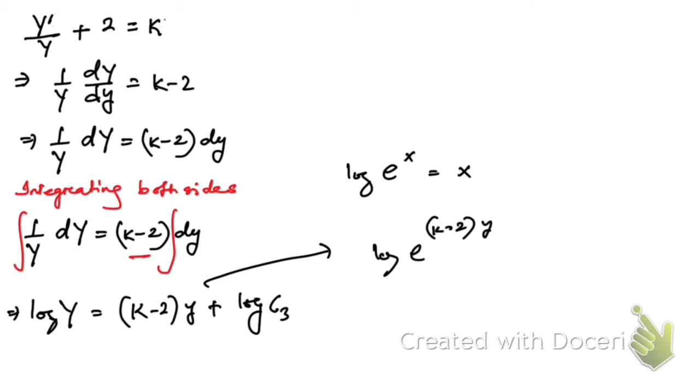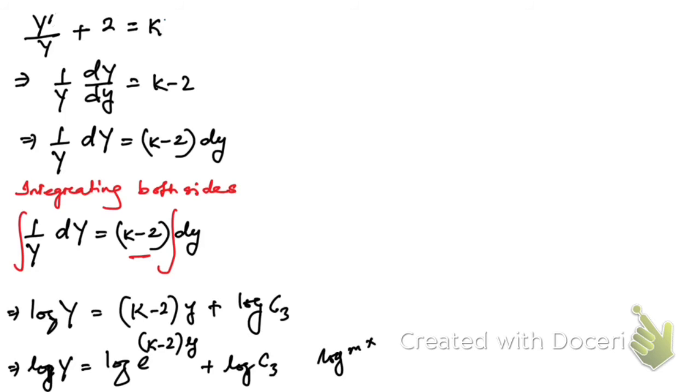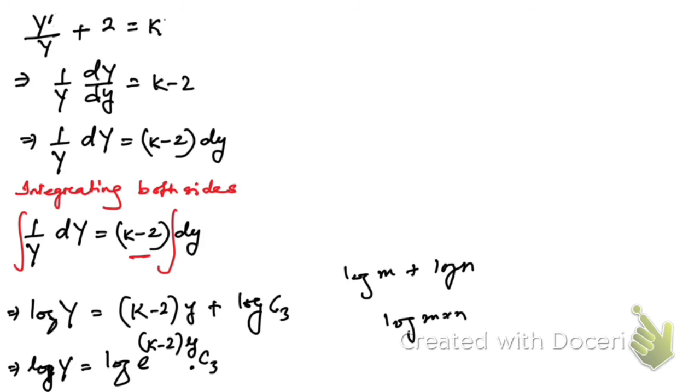Now let me clean these things, just wait. So here, log of capital Y, equals log e to the power k minus 2 into small y, plus log of c3. Now here we're going to apply the identity log m plus log n is log m into n. If we apply that identity, this gives you the log of the product of these two. So we have used log m plus log n is given by log m into n.